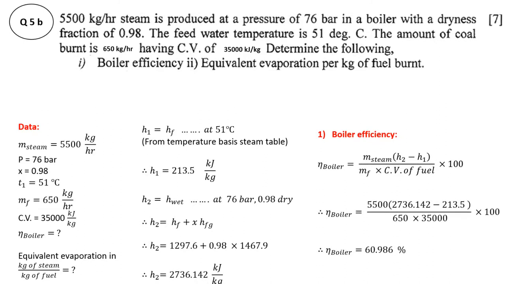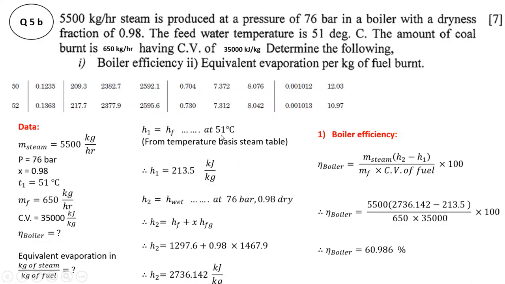But before that, let us see the values that we are going to take from the steam table. So here we have shown the part of the temperature basis steam table. The steam table that we have used is having the temperature values of 50 and 52. But in our case it is given as 51, so it will be the average value of these two. So we have to find out hf, and the value of hf is given by these two values. So this is temperature, then pressure, then hf, hfg, hg, and so on. So we are interested in these two values, so take the average of these two. So it is 209.3 plus 217.7 divided by 2, and that value comes out to be 213.5 kilojoule per kg. So that is the value of hf at 51 degree centigrade by interpolation.